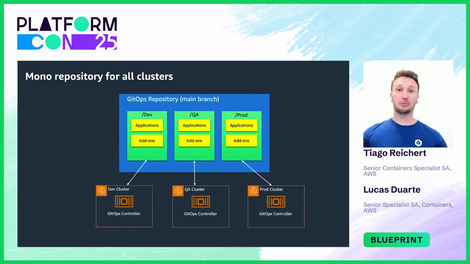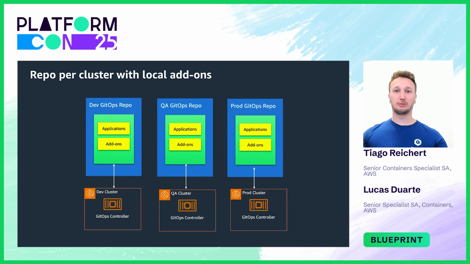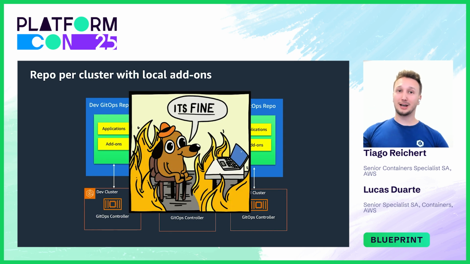So a way to overcome this challenge and have more fine-grained access control is creating a repository by environment. Now we have fine access control. We know who can do changes to the QA, to the production environment. And now we have all the applications for each environment in that Git repository with the add-ons to support those applications as well. But soon enough, you might realize that you can have another problem here.